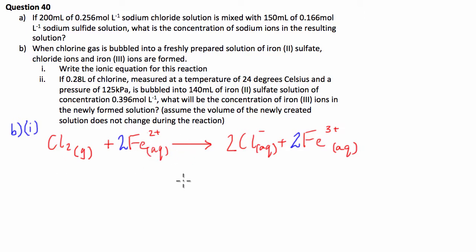Now, it says here, if 0.28 litres of chlorine measured at a temperature of 24 degrees Celsius and a pressure of 125 kilopascals is bubbled into 140 mils of iron 2 sulfate solution of concentration 0.396 moles per litre, what will be the concentration of iron 3 ions in the newly formed solution?